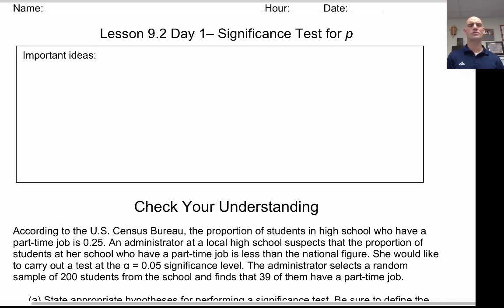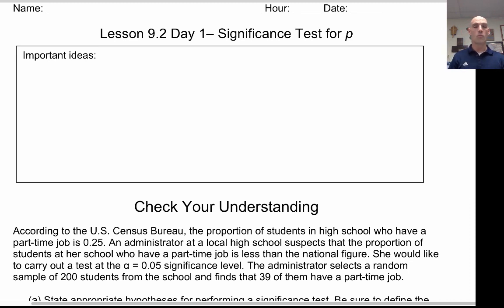Well, all we're doing is we're putting a little bit of formality on it and saying, okay, we've got this null hypothesis: 25% of people have a part-time job. The alternative hypothesis is this administrator thinks, oh no, it's less. So now we have two hypotheses, and we're going to test it to see what exactly is going on. Is there enough information to support this national figure that says 25% have part-time jobs, or do we have to support the alternative and say, no, it's less than that?